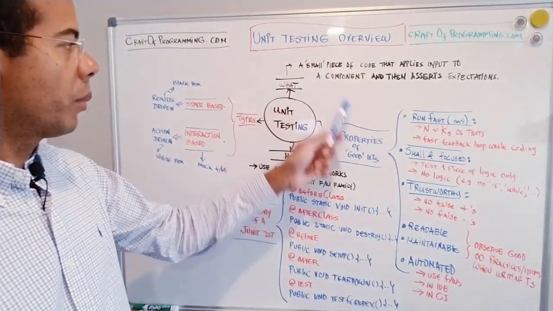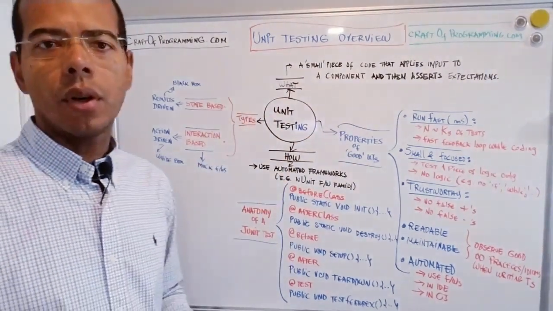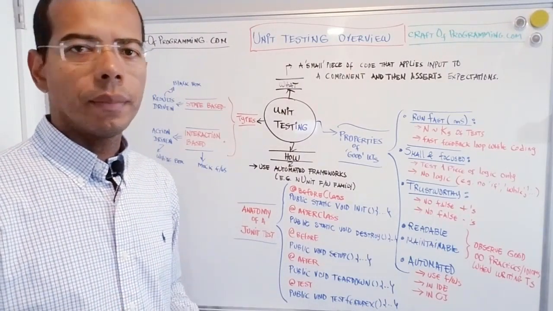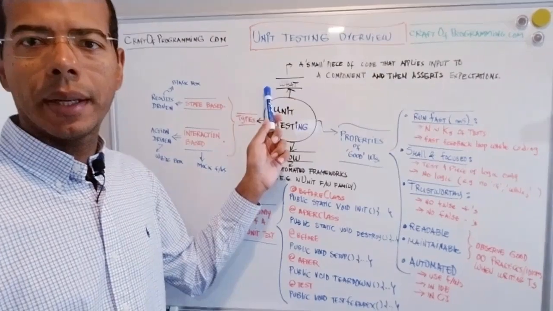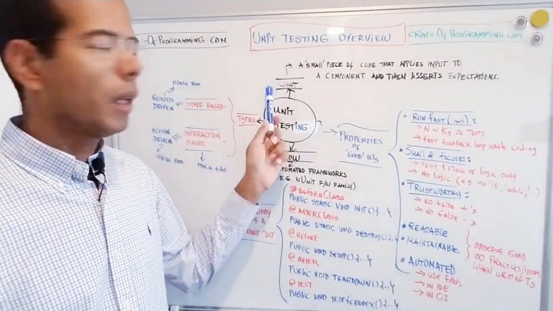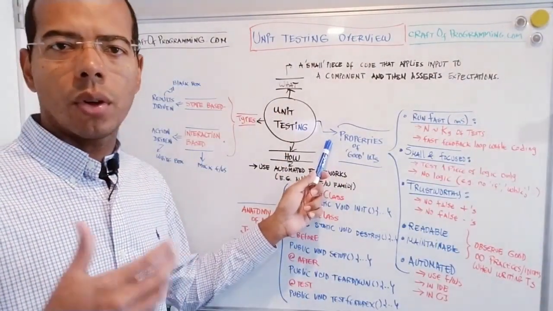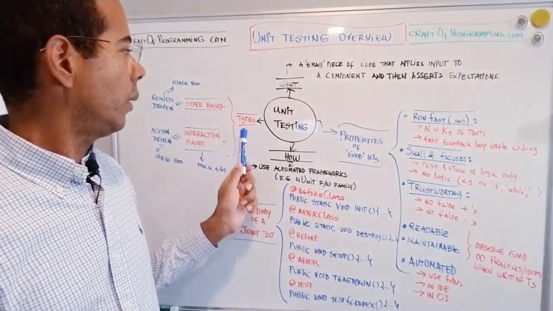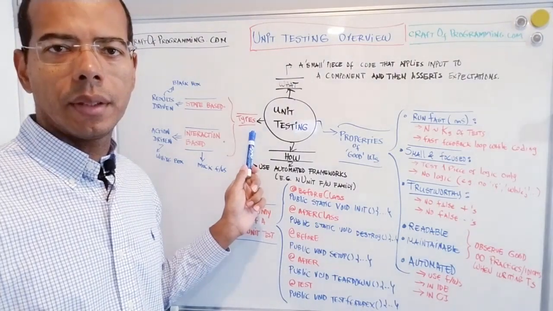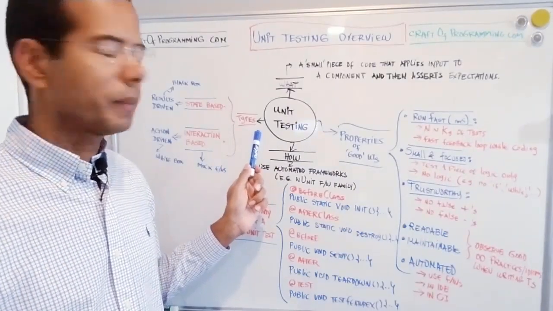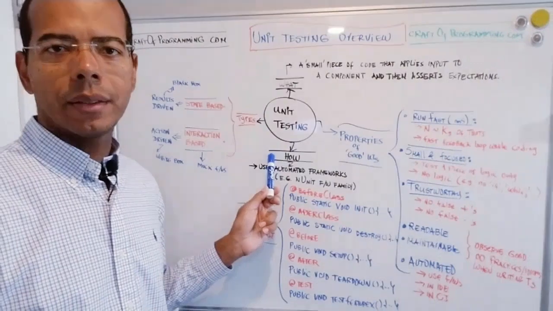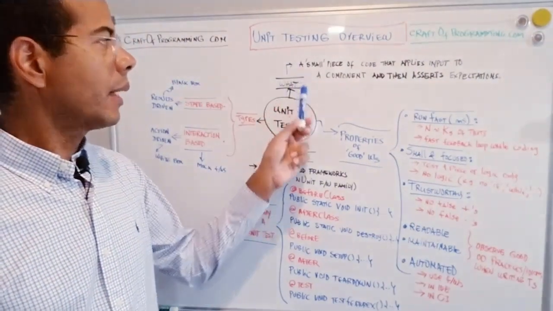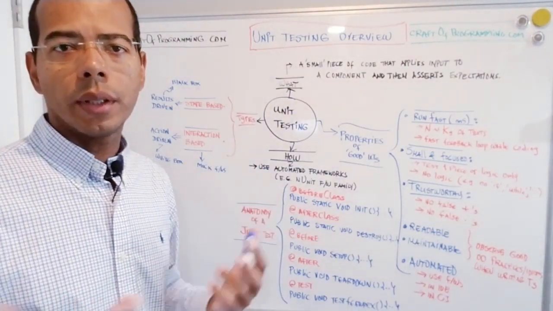So I've got here on the board a map of the topics that we are going to cover in this lesson, and we're going to be defining what a unit test is. What are the properties or features of good unit tests? What are the types of unit tests that you are going to implement, as well as the mechanics of how unit tests are implemented. So let's start with the very basic question of what a unit test is.